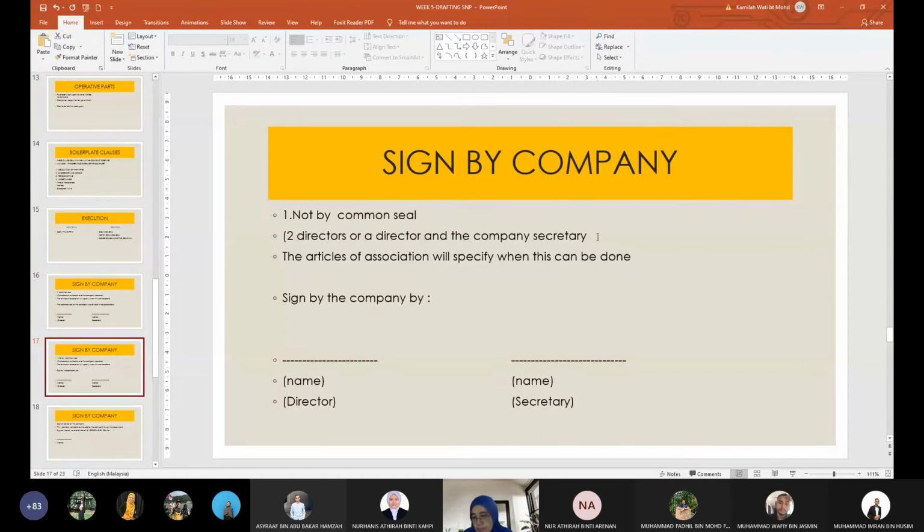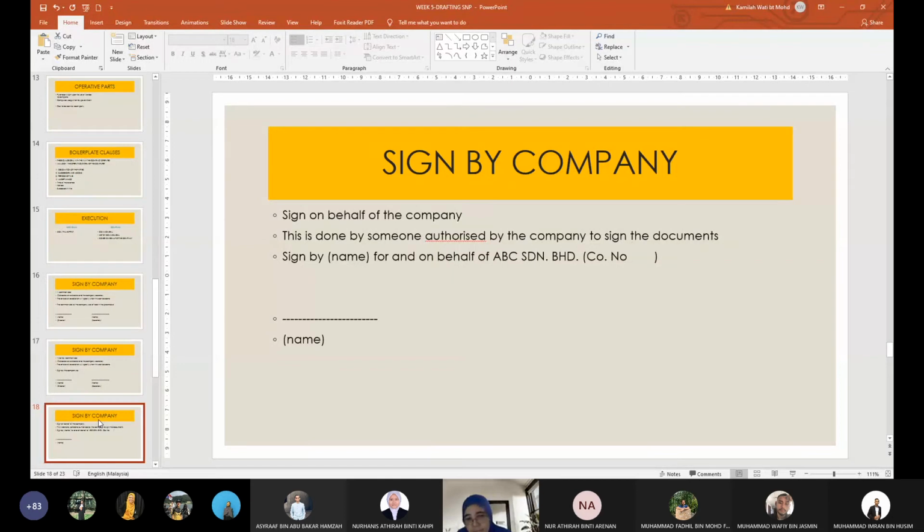Ada juga company yang dalam resolution dia bila nak beli property atau nak jual property tu dia kata not by common seal. Two directors or director and the company secretary. The articles of association will specify whether this can be done. So ini kena tengok dia punya M&A lah. Kalau dia punya board resolution and dia punya M&A membenarkan transaksi itu ditandatangani without a common seal, so kita akan letak dia punya signature by signed by the company, by director and secretary. So ada beberapa cara how we actually write down the signature punya tempat tu.